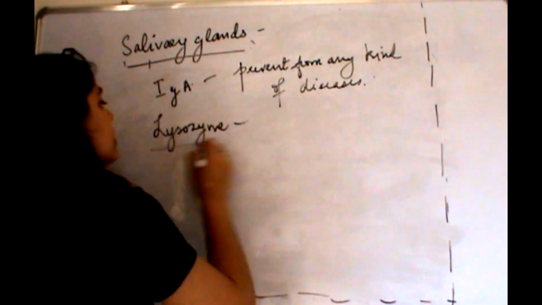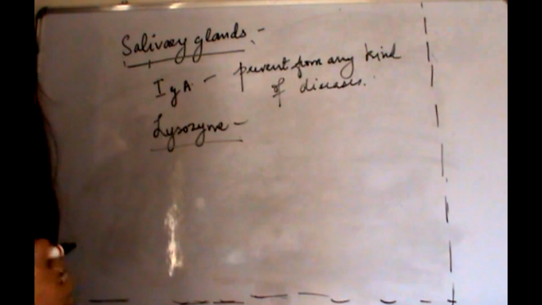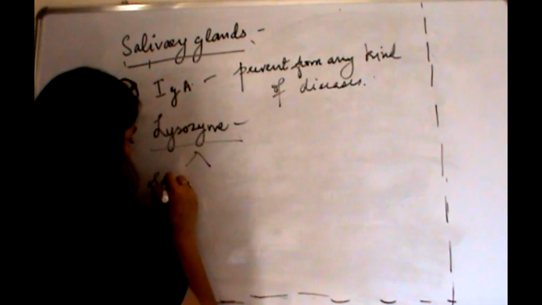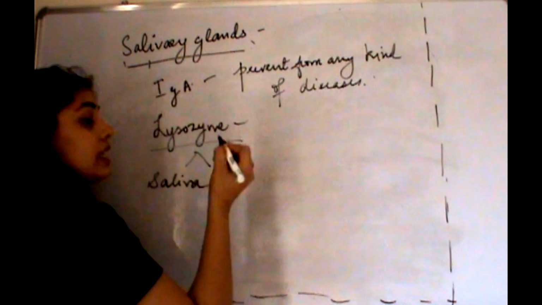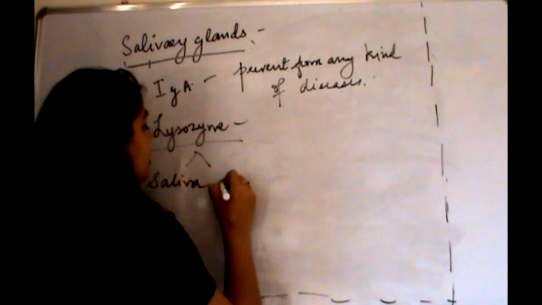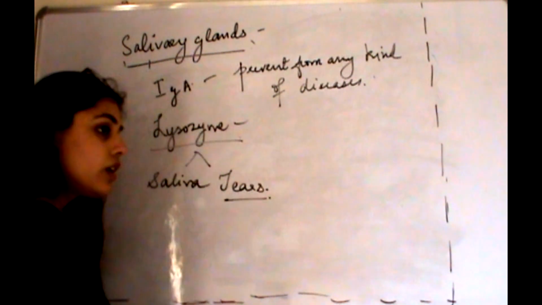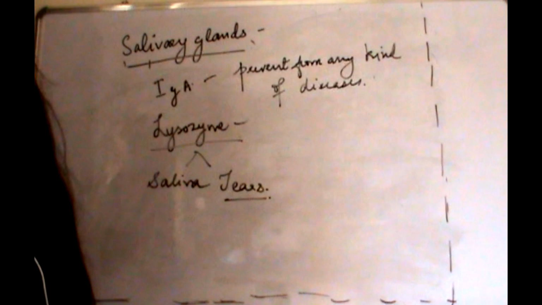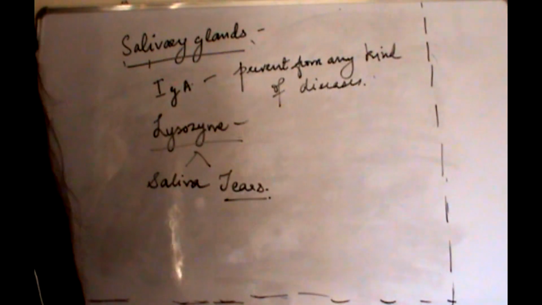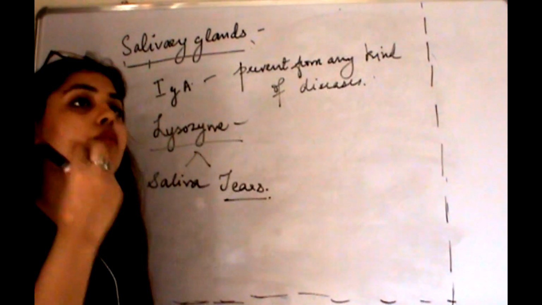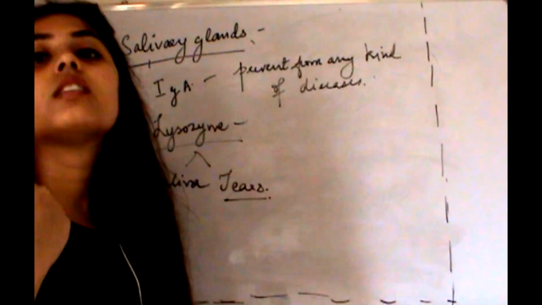And the same goes for lysozymes. Actually, lysozyme is present in two things. First, it is present in our saliva, and second, it is present in our tears. Right? So when we cry, the lysozymes are excreted out of the body in the form of tears. As soon as they fall onto our cheek, right?